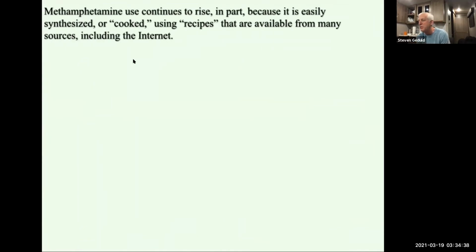Methamphetamine use continues to rise. It's easily synthesized or cooked. Okay, you use recipes. You can find those all over the internet, ways to make methamphetamine. It's real simple to make. It just takes 3 compounds. Okay. You start with ephedrine, you need acid, muriatic acid, like from a swimming pool, and ammonia. That's all you need to make crystal meth.